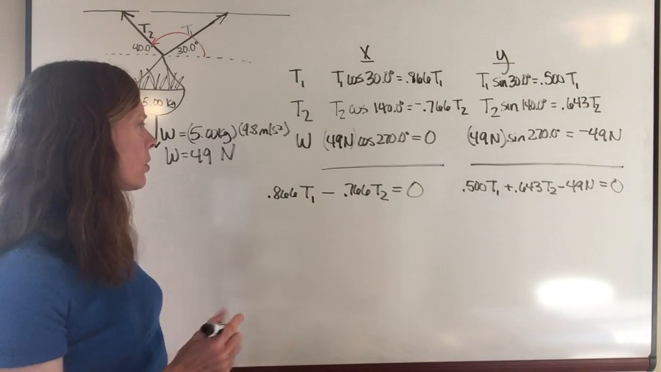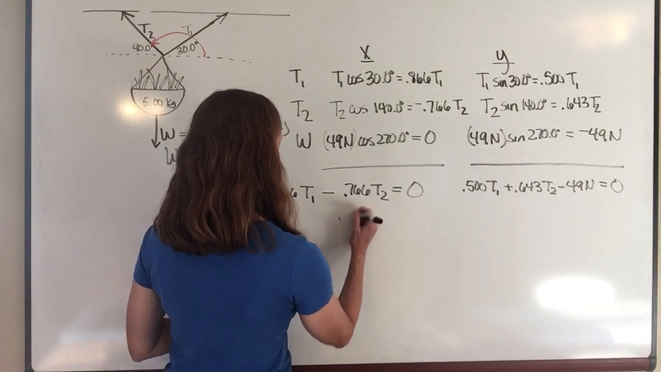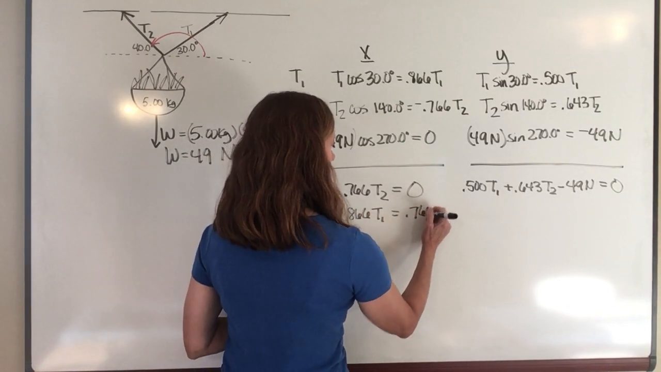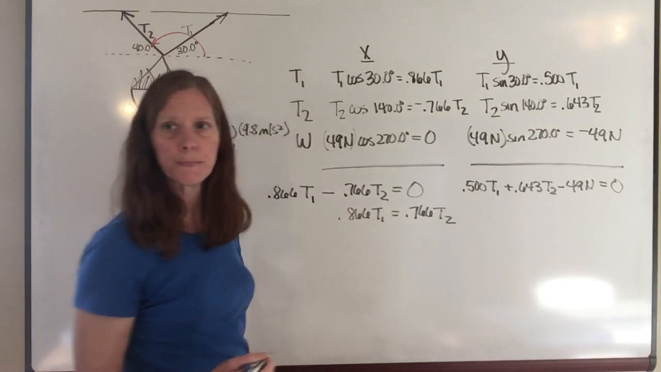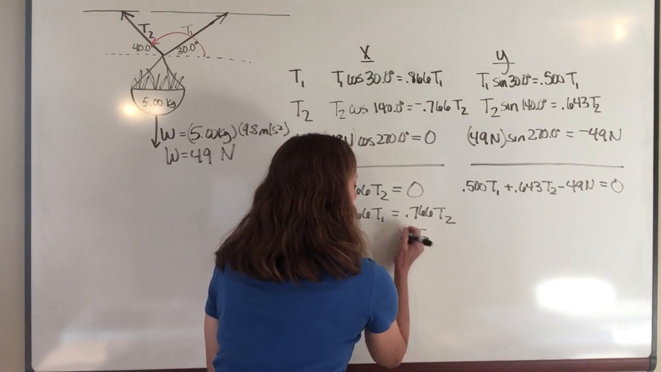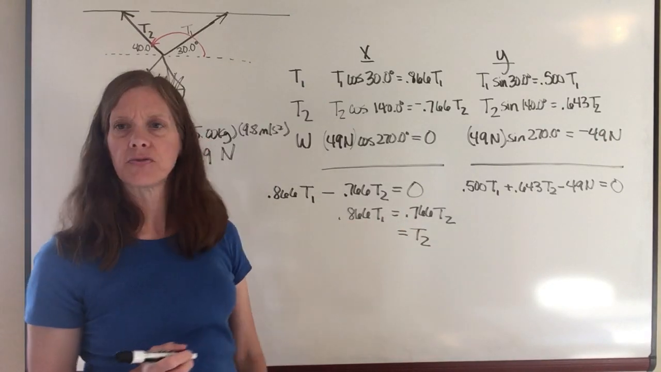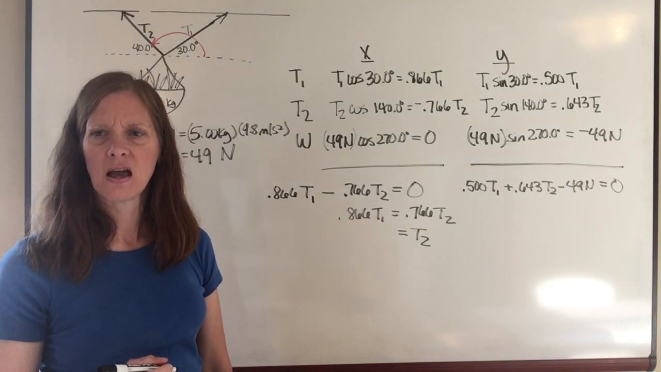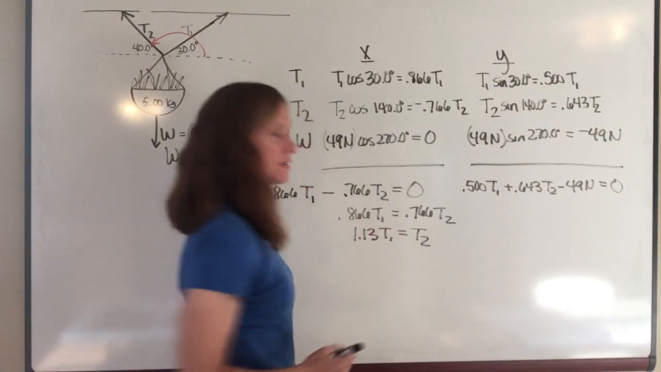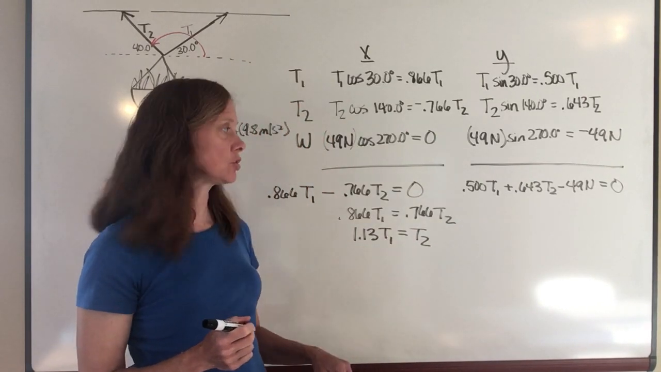So if I look at this equation first, if I move this to the other side, I'm going to have 0.866 T1 equals 0.766 times T2. And if I solve for T2 and I divide both sides, if I take 0.866 and divide it by 0.766, that's going to give me 1.13 times T1. Now, I didn't solve anything there, but I do have a relationship between the two of them.